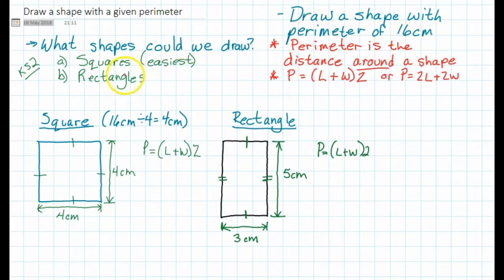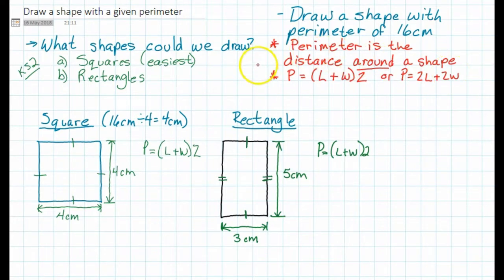with that perimeter. And the easiest shape to draw with that perimeter would be squares. A little bit harder would be rectangles, but it's not a lot harder. Now keep in mind we're talking about Key Stage 2, okay, so children between 7 and 11 should be able to do this. Alright, you need to remember that the perimeter is the distance around a shape.